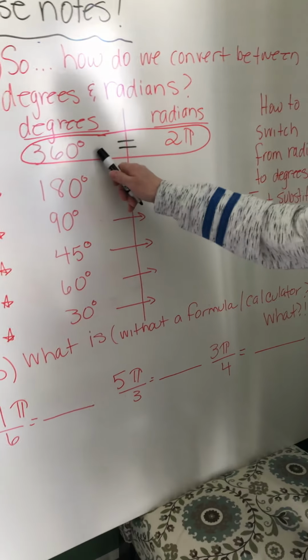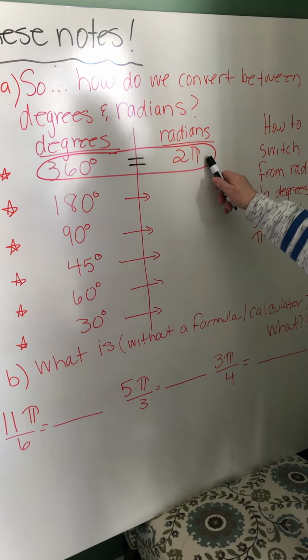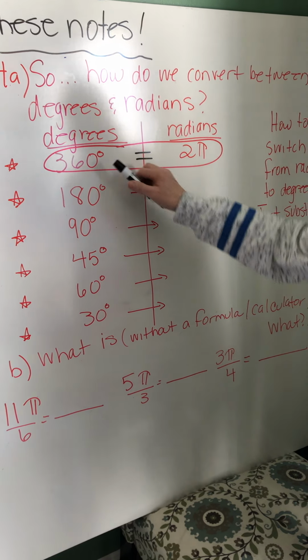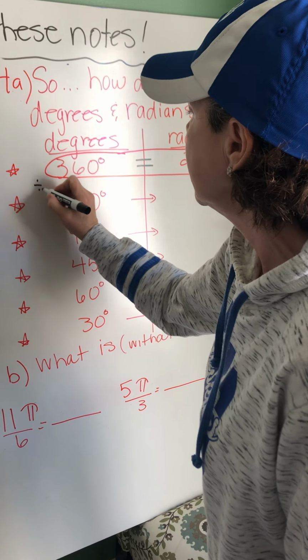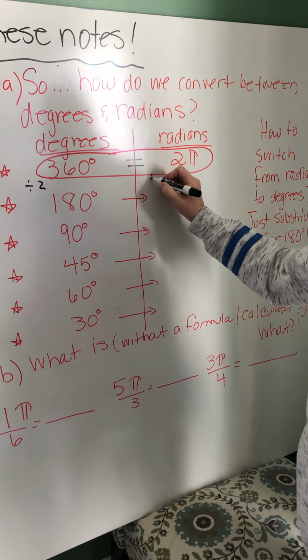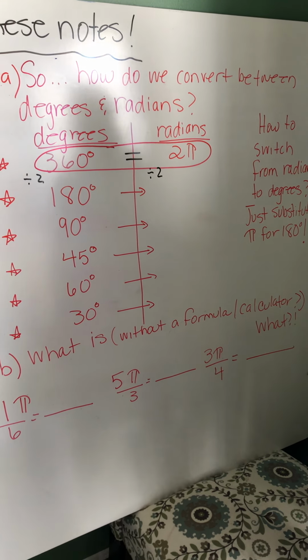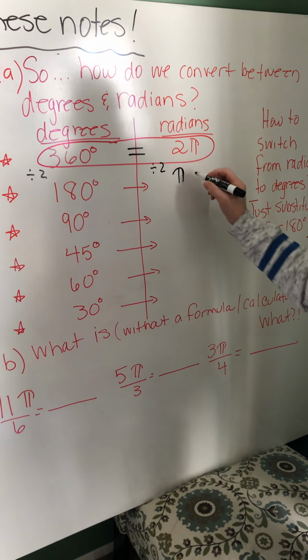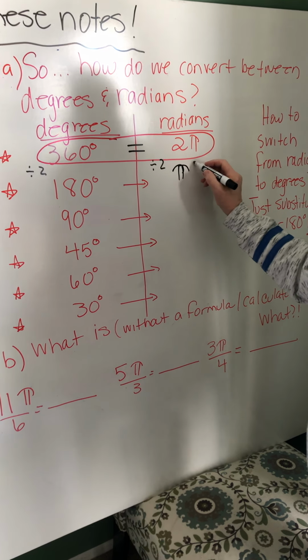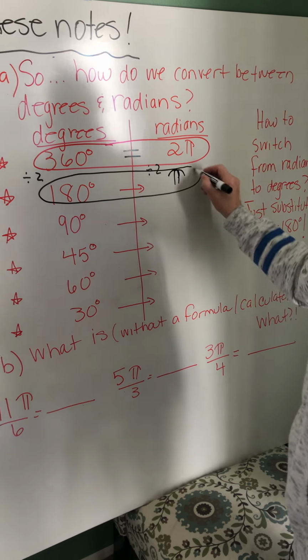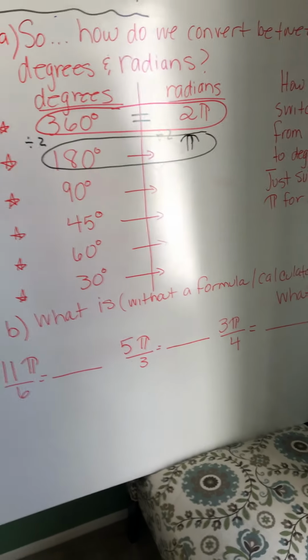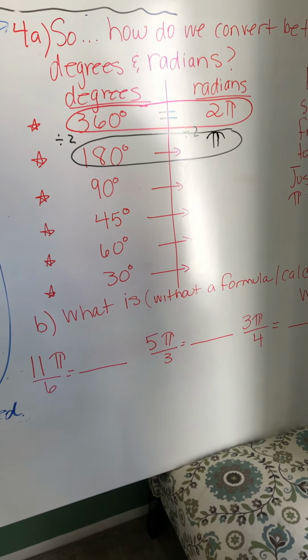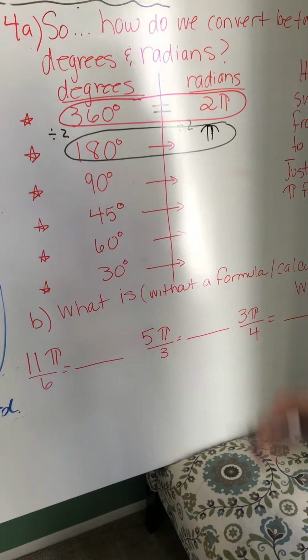Well, if 360 degrees equals 2 pi, if I divide 360 by 2, I must have to divide 2 pi by 2. Oh, that's easy. That's pi. Now that's a pi right there. This is very important. This is kind of what we use for our conversion factor. 180 degrees is equal to 1 pi radians.